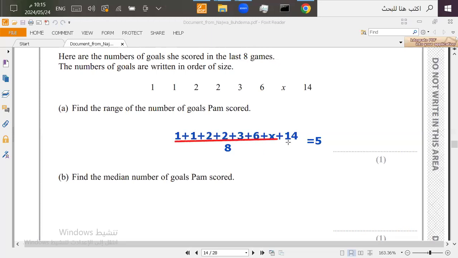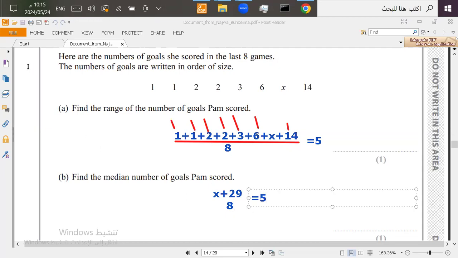I'll put this on a fraction line. Now, when I add all of these numbers together, so 14 plus 6 is going to be 20, 23, 25, 27, 28, 29. So these are 29. Yes, these are 29. So let's put it here. Again, 20, 25, 29. Yes. So it's going to be 29. Let's put it here. So x plus 29 over 8 will equal to 5.